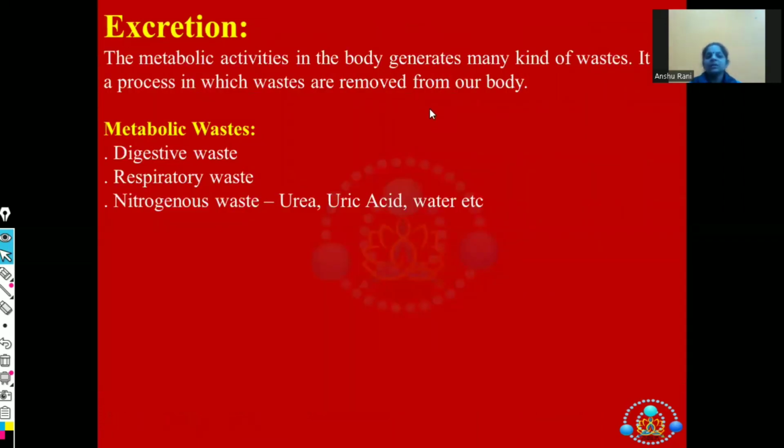And last is excretion. The metabolic activities in the body generate many kinds of waste. The process of removal of waste is called excretion. In metabolic wastes, we have 3 types of waste: digestive waste, respiratory waste, and nitrogenous waste, which contains urea, uric acid, and water. Digestive waste we have discussed with the digestive system. Respiratory waste, that is removal of carbon dioxide by the body, we have discussed with respiration. And nitrogenous waste, that is urea, uric acid, and water, we will discuss now.